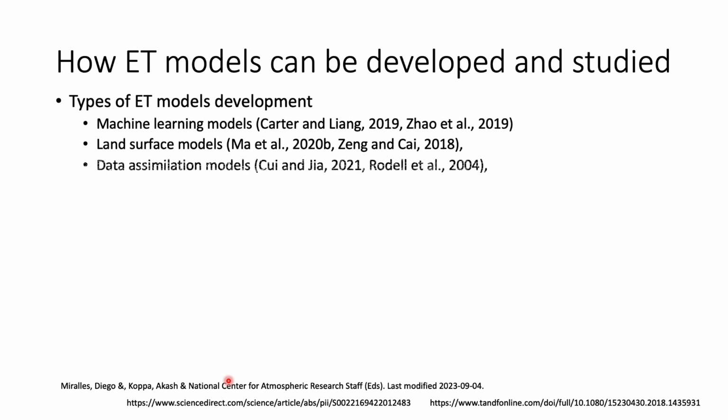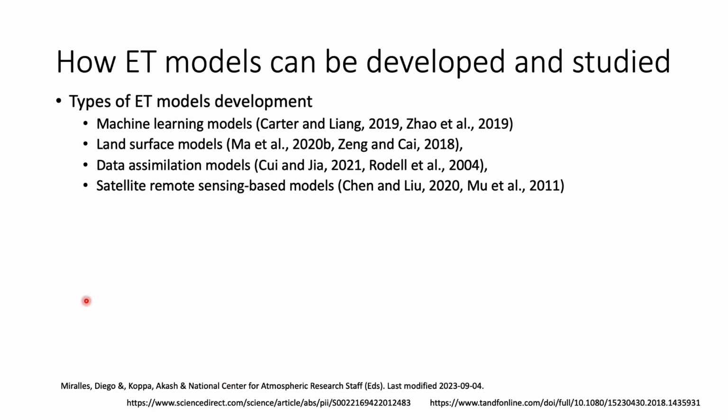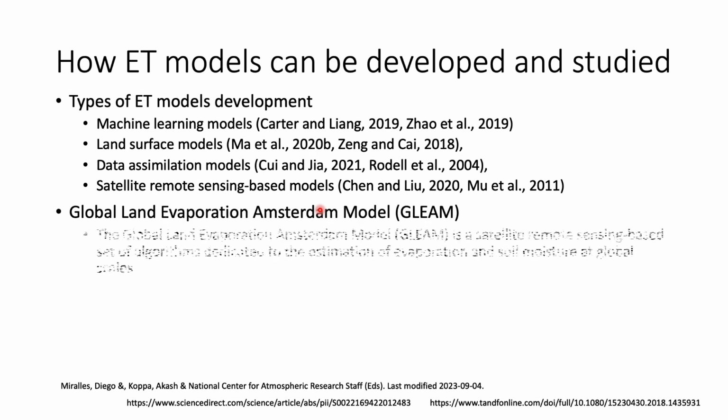How can an ET model be developed and studied? Here are some of the examples. The types of ET model development are given here. One is a machine learning model, then a land surface model, a data assimilation model, and satellite remote sensing models. If someone is interested to know, they can read some of the papers given here.